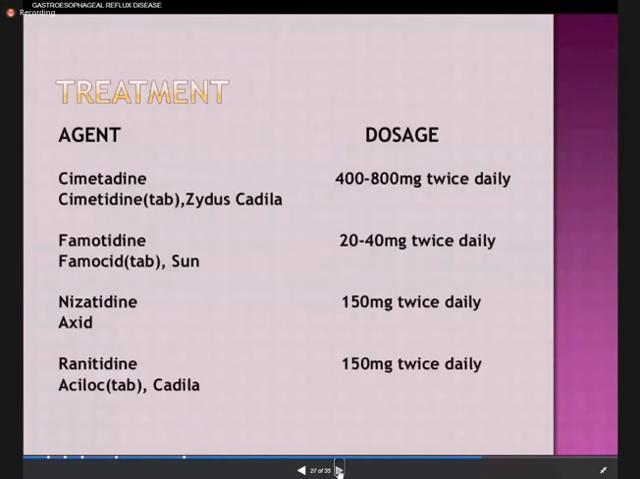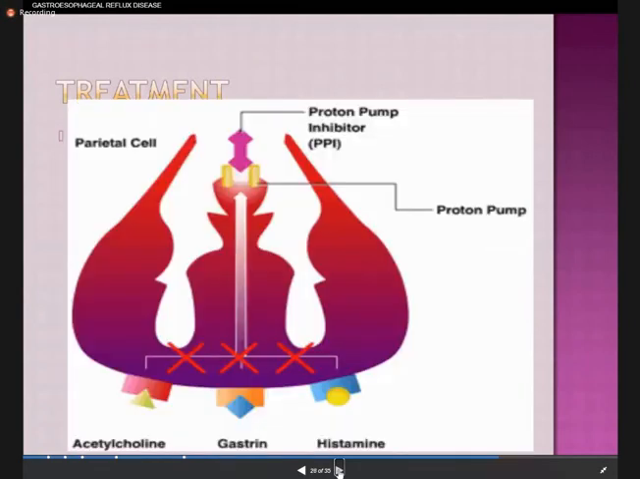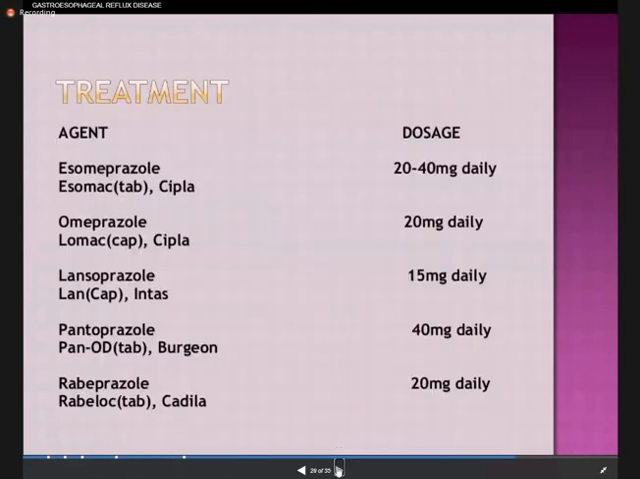So you can see esomeprazole, omeprazole, lansoprazole, pantoprazole, rabeprazole. Now these are all 3, 4, or 5 different types of PPI. These are second, third, and fourth generation of PPI. Initially, we used to have omeprazole, then came lansoprazole, then pantoprazole and esomeprazole, and lastly, rabeprazole.